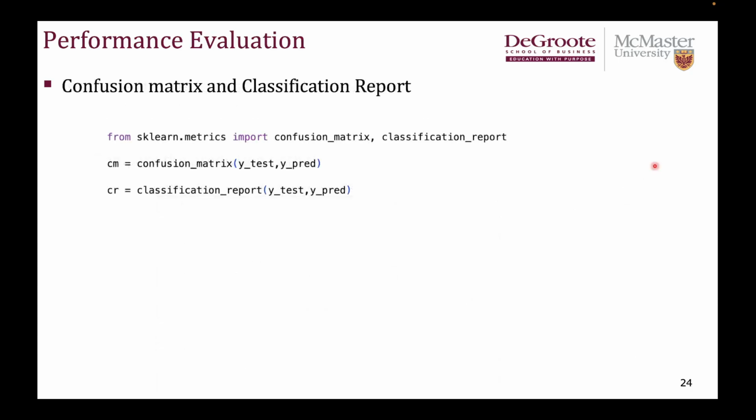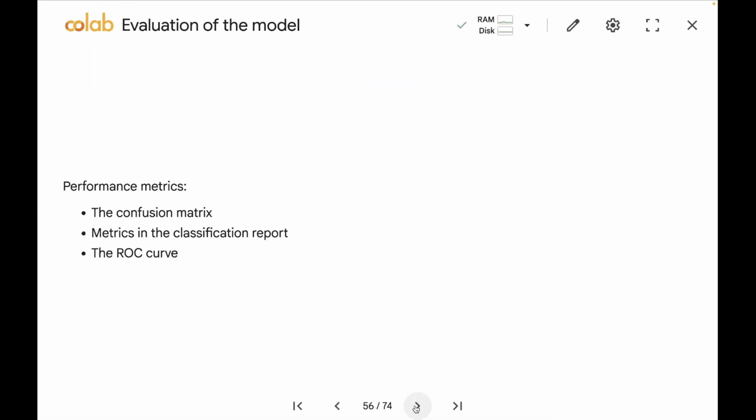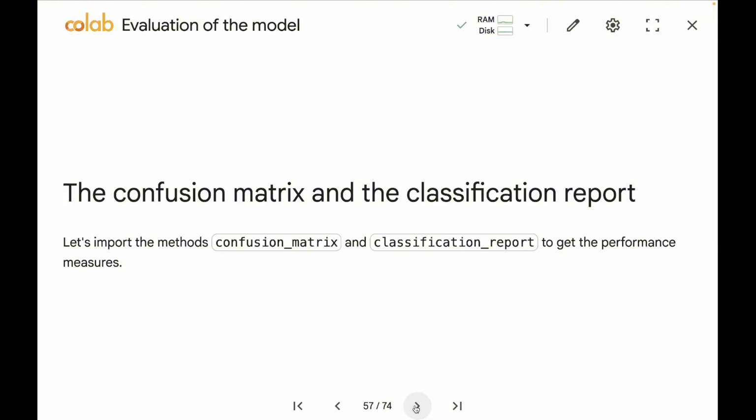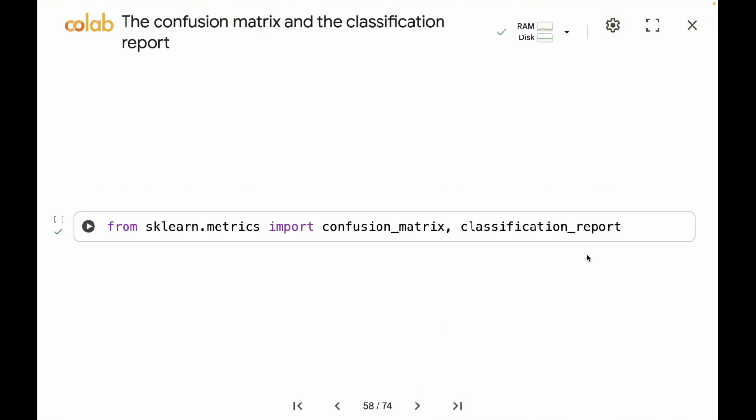But when it comes to actual performance, it's going to be slightly more complicated than what we just described, even though the essential idea is the same. In this part we're going to introduce two functions that give you different performance metrics. The first function is called confusion matrix, and the second one is called the classification report. They provide a bunch of performance measures that tell you how good or bad your model is performing.